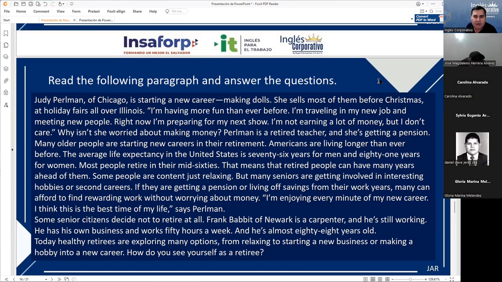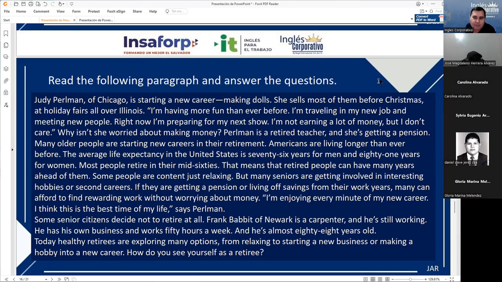Many older people are starting new careers in their retirement. Americans are living longer than ever before. The average life expectancy in the United States is 76 years for men and 81 years for women. Most people retire in their mid-60s. That means that retired people can have many years ahead of them. Some people are content just relaxing, but many seniors are getting involved in interesting hobbies or second careers. If they are getting a pension or living off savings from their work years, many can afford to find rewarding work without worrying about money.